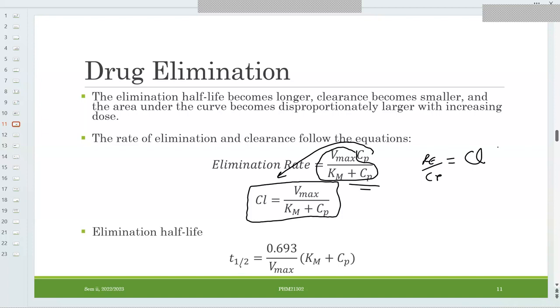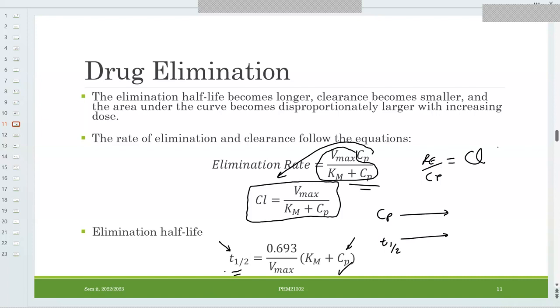Okay. T half here is not constant. It is concentration dependent. It's equal to 0.693 divided by Vmax times Km plus Cp. So the higher the concentrations, the longer will be the T half, right? So concentration increase, T half also will increase. So T half now is not a constant value anymore.